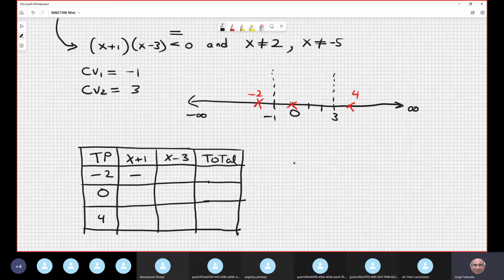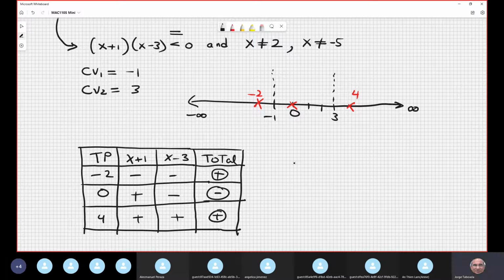-2 plus 1 is negative. -2 and -5 is negative. And -3 is -5 is negative. This is positive. 0. 0 is positive. 0 is negative. So it is negative. 4 is positive. 4 plus 1 is 5. 4 minus 3 is 1, positive.